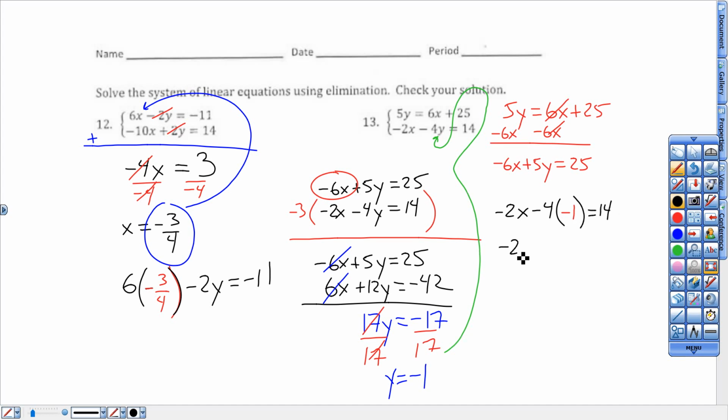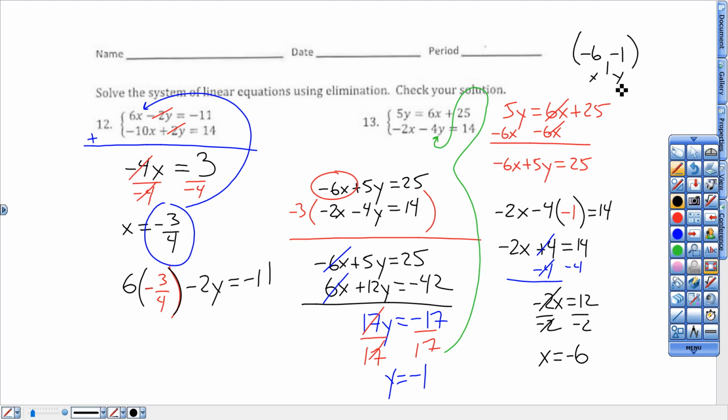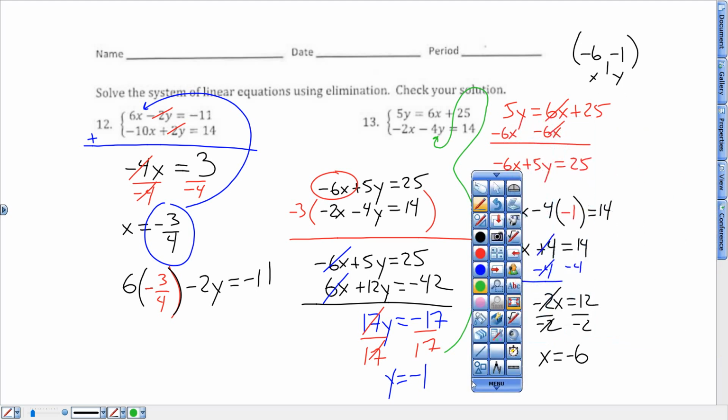Equals negative 2x plus 4. Take away that 4. Gives me negative 2x equals 12. Divide by negative 2. Gives me the other half of my answer, which is negative 6. I believe she wants you to check this solution. So here I go. Let's do the check in green right here. So where that y is, I plug in negative 1. This is that top equation. Where that x is, I plug in negative 6. Let's see if that's true.